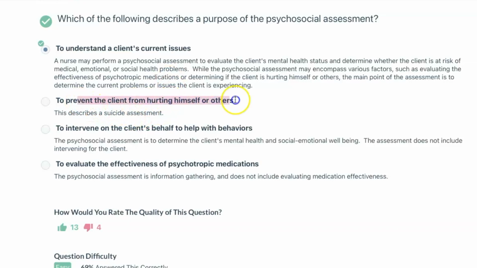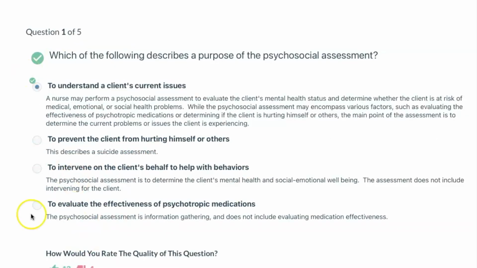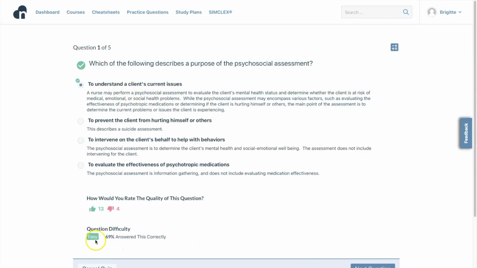To prevent the client from hurting themselves, this is a suicide assessment. When I used to work in psych, we called it a lethality assessment. So out of all of them, this is the best choice. This question was considered easy, 69% answered correctly.